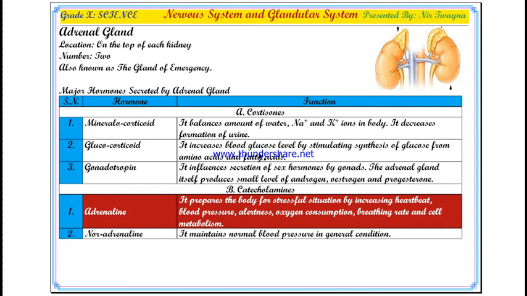Glucocorticoid increases blood glucose level by stimulating synthesis of glucose from amino acids and fatty acids. So if your body becomes too weak, suppose you did not get anything to eat for several days, for a week, then your body does not get glucose from food, isn't it? In that case, what does your adrenal gland do? Adrenal gland releases glucocorticoid, and that glucocorticoid causes fatty acids, or fats, to change into glucose. They cause chemical reactions in fatty acids that change them into glucose.